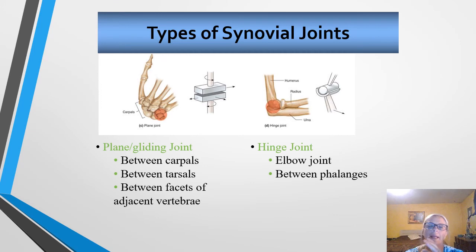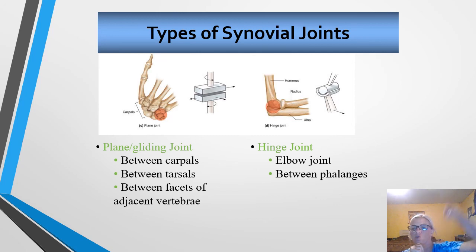We also have plane or gliding joints and hinge joints. Plane and gliding joints are found between carpals, so between the wrist bones themselves. And that's part of the reason you can rotate and move your wrist all around, is they articulate together between the tarsals and also between facets of those adjacent vertebrae. All right. Most of the joints in the ankle and wrist are going to be plane joints.